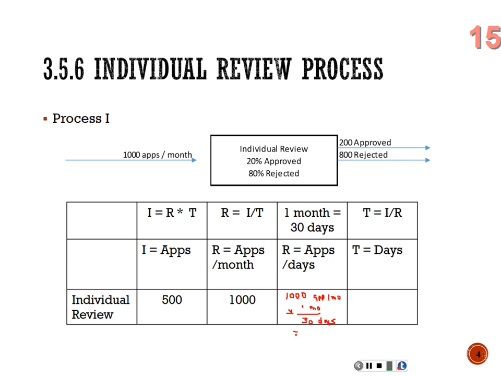And so then that's going to equal 33.33 apps per day. And if you're having trouble reading my writing as I use the pointer, know that this information is on the notes too, so you can go back and grab it from those notes if you need to. So now I can determine how many days it takes on average to complete this process, because flow time is equal to inventory of 500 applications divided by throughput, which is 33.33 applications per day.